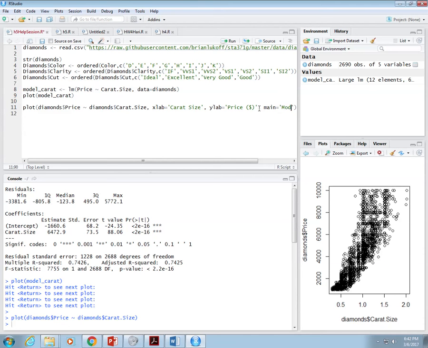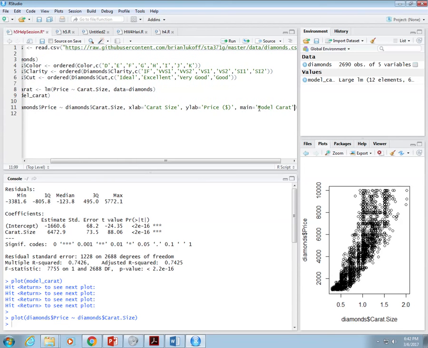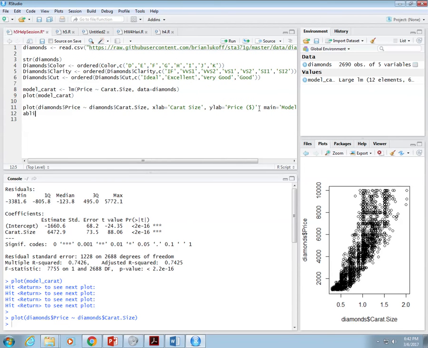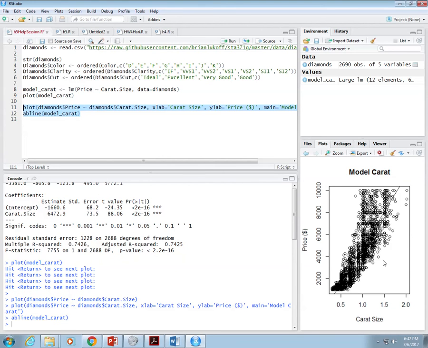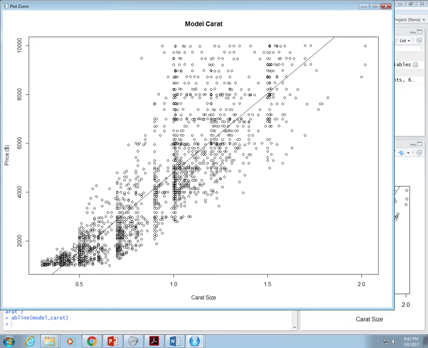What is this model, carrots? And then I'm going to add abline, which basically just draws the line of my regression. Okay, so now when I run these two, I get this plot here, which shows the regression line. That's a nice way to see what's going on.